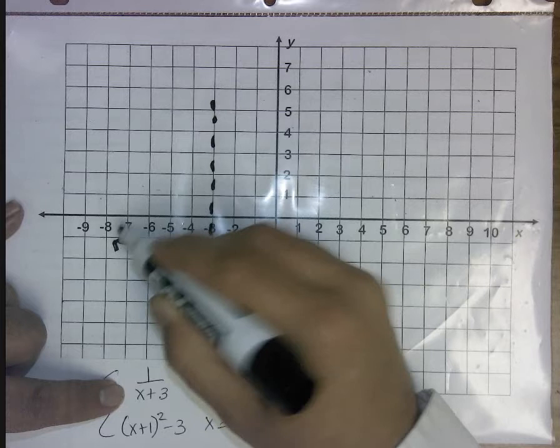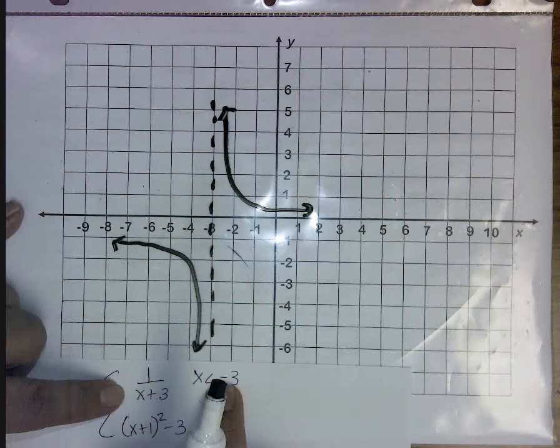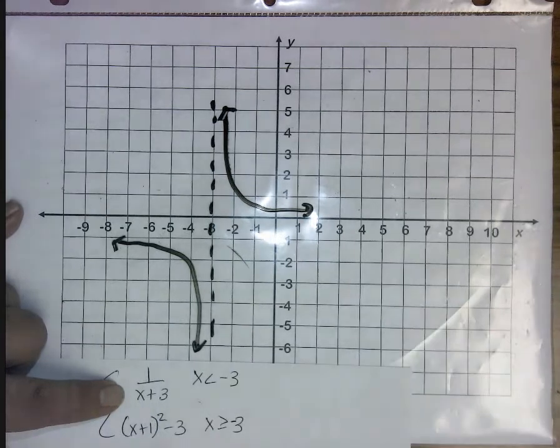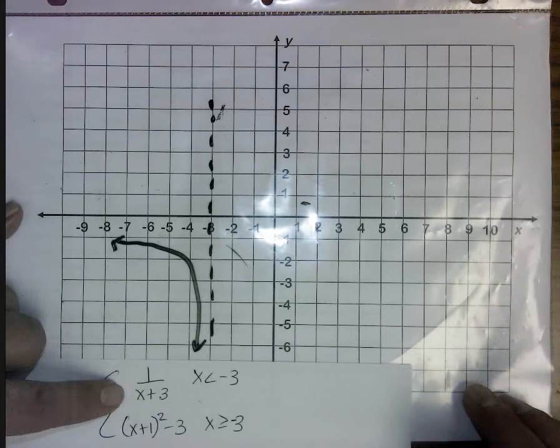And look like this. Well, I only want this graph when x is less than negative 3, so I'm just going to go ahead and get rid of this part right away because I don't need that part. All I need is this part here.